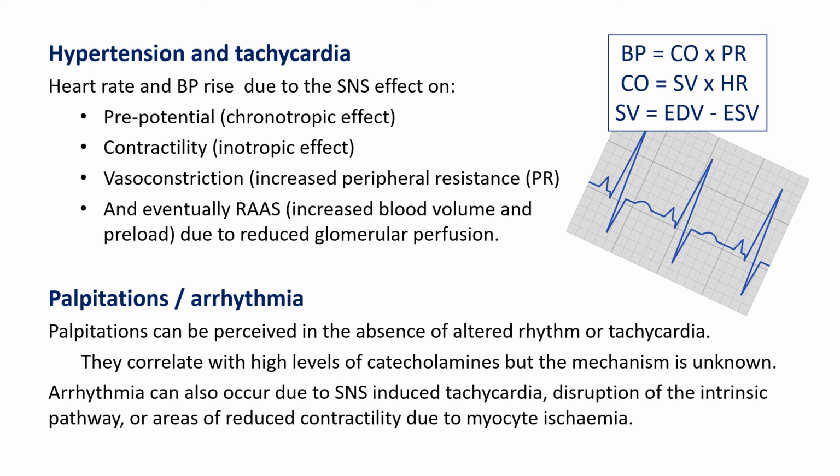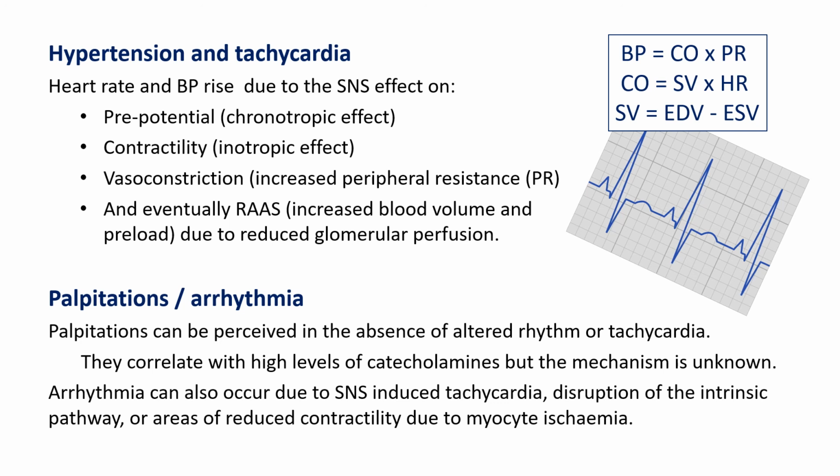Obviously, arrhythmia, we can see arrhythmias, we can demonstrate arrhythmias. These can also occur due to the sympathetic nervous system inducing tachycardia, disruption of the intrinsic pathway potentially, if we've got an area of infarction or stunning, or areas of reduced contractility due to ischemia.